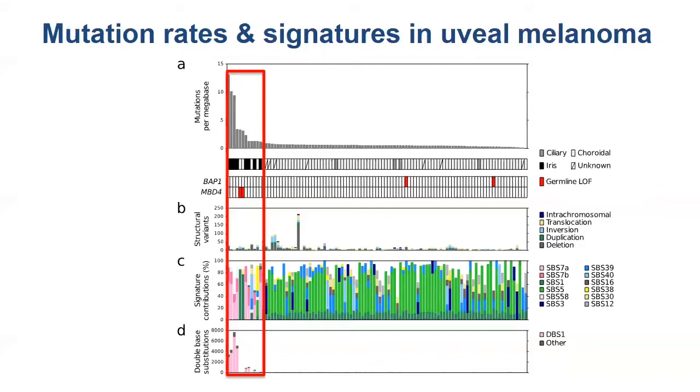Interestingly, this group included all of the tumors originating in the iris, so that's denoted by the black bars here, as well as the 2 cases in this entire cohort that carried germline mutations in a gene called MBD4, and those are signified here by these red bars. Now, if you look down at panel C, this color coding of the bars for each tumor indicates the relative contribution of various mutation signatures.